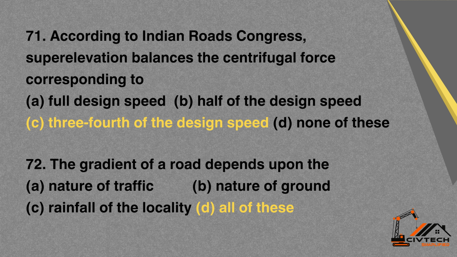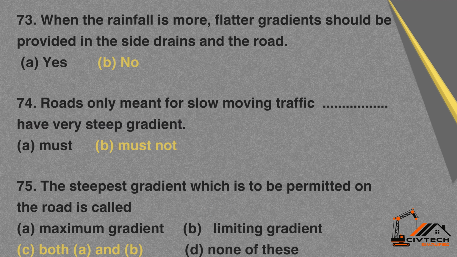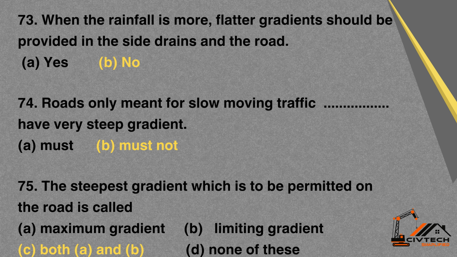72. The gradient of a road depends upon the A. Nature of traffic, B. Nature of ground, C. Rainfall of the locality, D. All of these. Correct option, D. All of these.